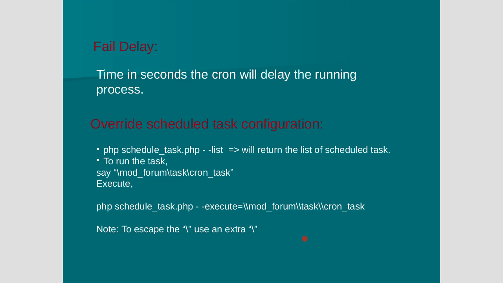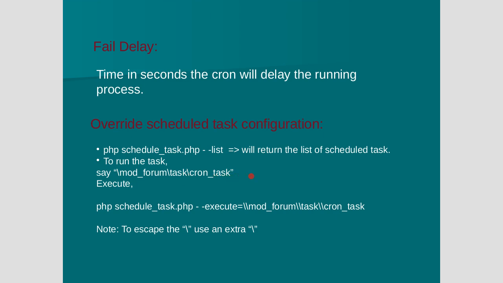First step is to execute the following command: php schedule_task.php -list. This will return the list of scheduled tasks. To run a specific task from the list, you choose your task, say mod_forum\task\cron_task.